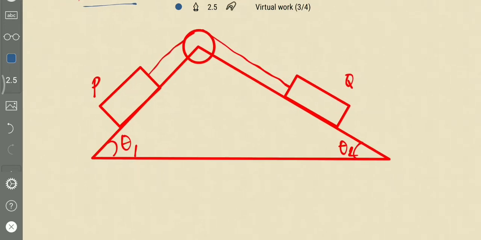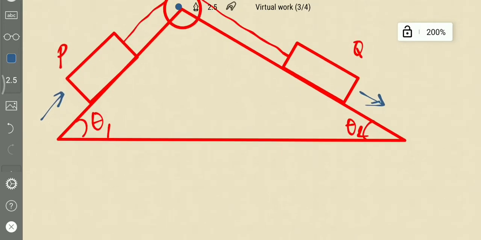Let us suppose that in virtual work method we assume a small displacement delta s. So let us assume that this Q is moving downwards and P is moving upwards. You can assume P moves downwards or Q moves upwards. In this problem, let us consider Q moves downwards. Let us say the weight here is Q, and here the weight is P.